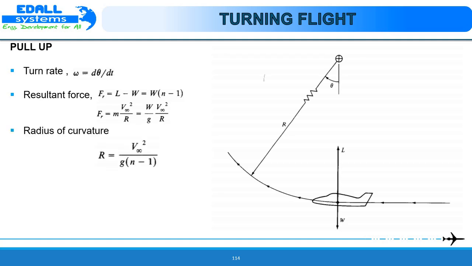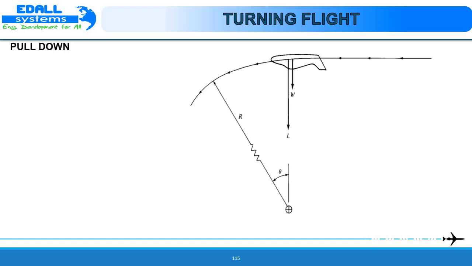Combining these two equations, we have radius of curvature is equal to v infinity square divided by g into n minus 1. Hence, the turn rate is equal to g into n minus 1 by v infinity, since turn rate is equal to v infinity by r. A related case is the pull-down maneuver illustrated in the diagram here.